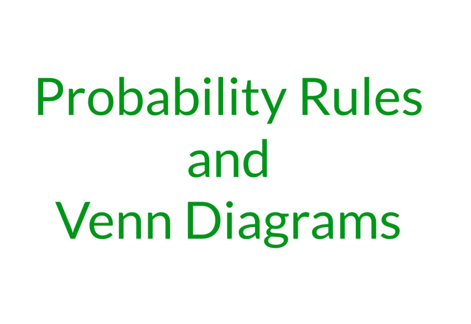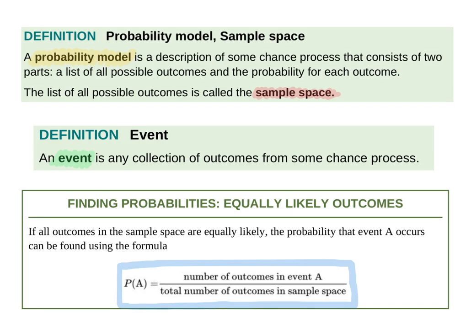In this video, we're going to talk about probability rules and Venn diagrams. First, we have to talk about what's called a probability model, and that is a description of some chance process that consists of two parts. That is a list of possible outcomes and then the probability for each outcome.